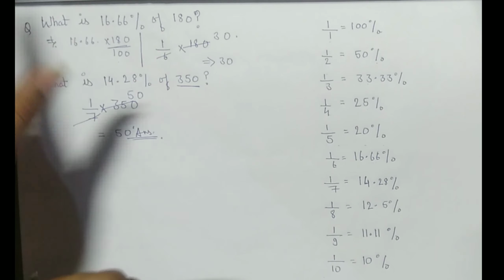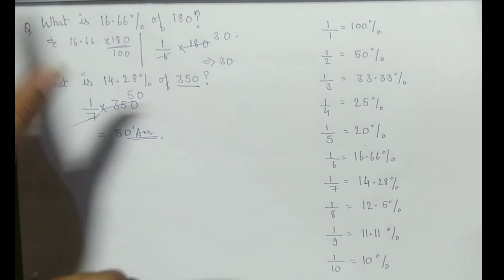X is equal to 200 and it is increased by 20%. What is the new value of X? The old value of X is nothing but 200, and it is increased by 20%. If you memorize the fractional value of 20%, then it's good. That is nothing but 1 by 5. The fraction value of 20% is 1 by 5.